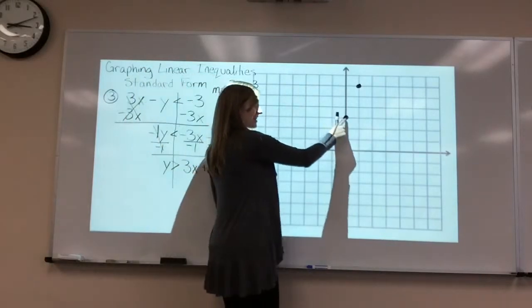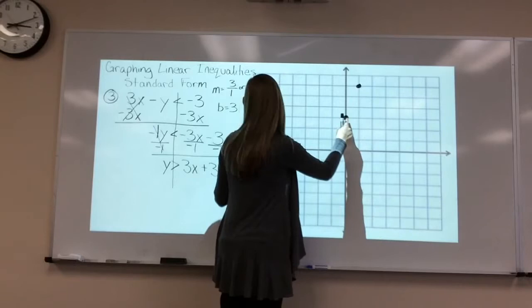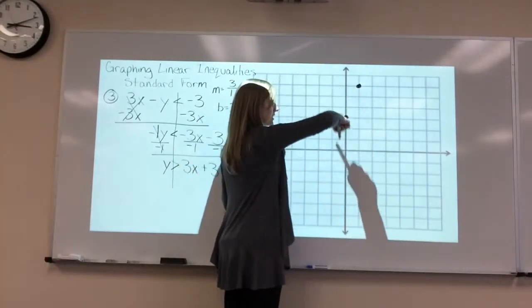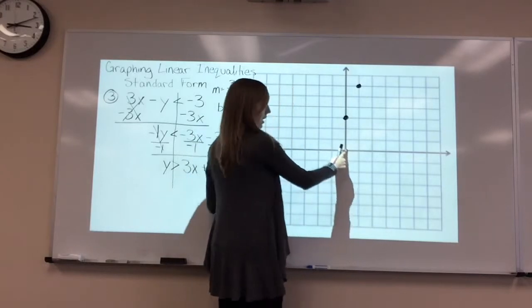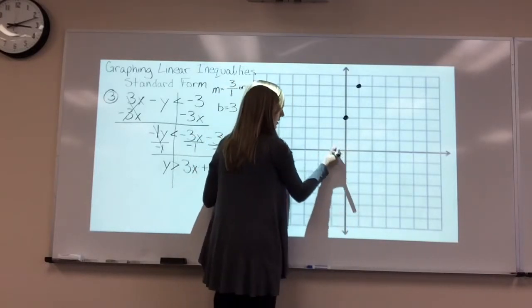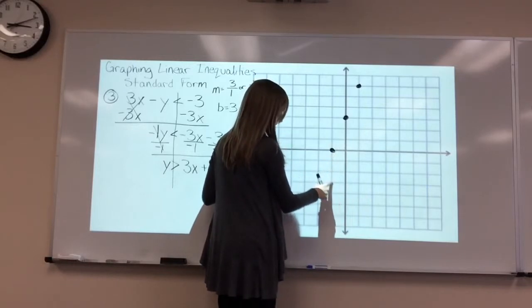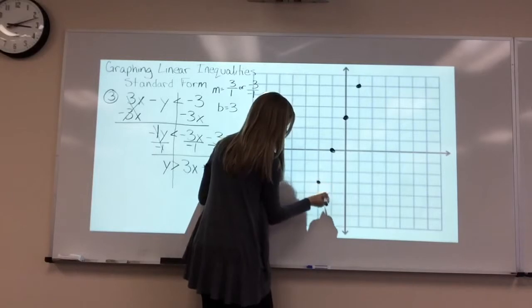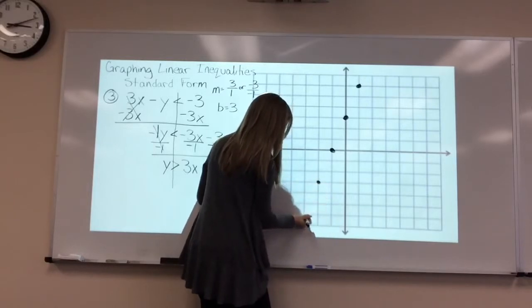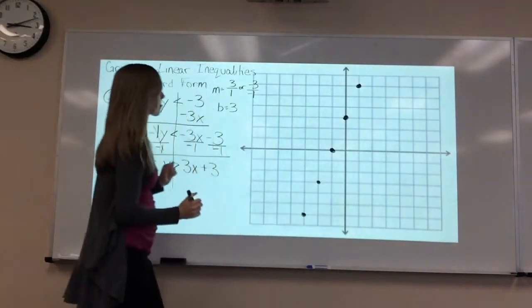So I start at the y-intercept again, and negative 3 means I go down 3, 1, 2, 3, and a run of negative 1 means go to the left 1. And I can do it again, so let's go ahead. 1, 2, 3, down 3, left 1. And again, down 3, left 1. Okay. And that's as far as we can go.